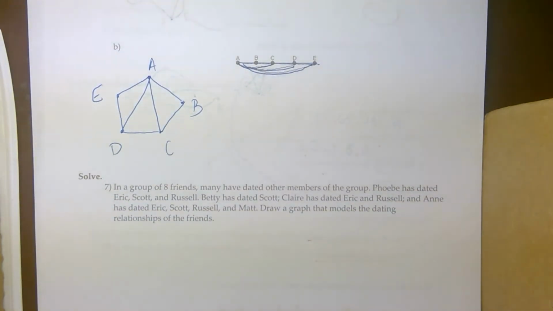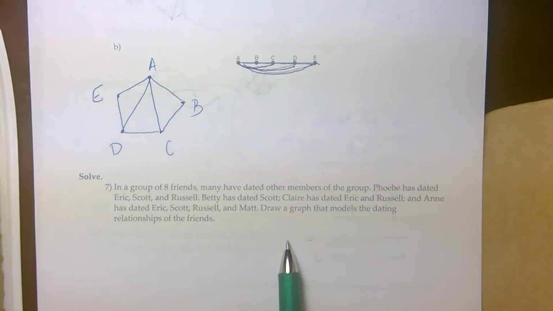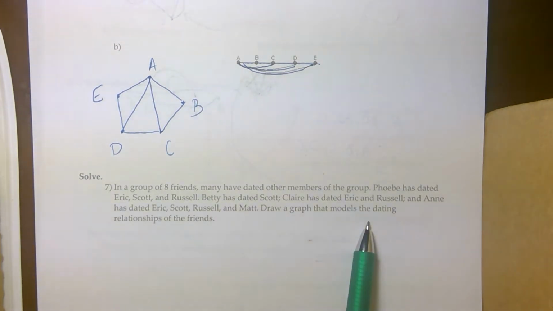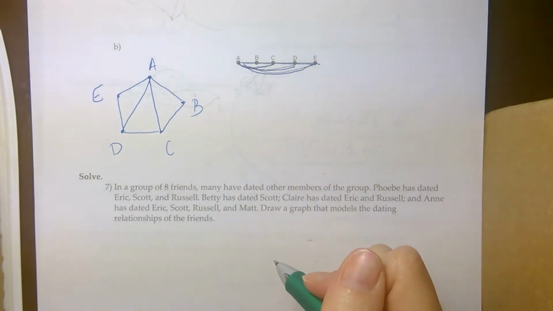All right, solve this one. In a group of 8 friends, many have dated other members of the group, and then it gives you those dating relationships. What you're going to notice is that you have 4 boy names listed and 4 girl names listed. So let's set it up together, and then I'm going to pause the video and give you a chance to draw connections and see if ours match. We're going to draw a graph that models the dating relationships of the friends.